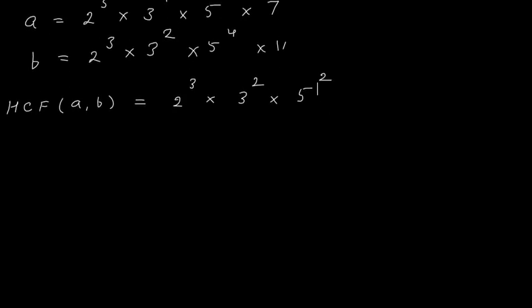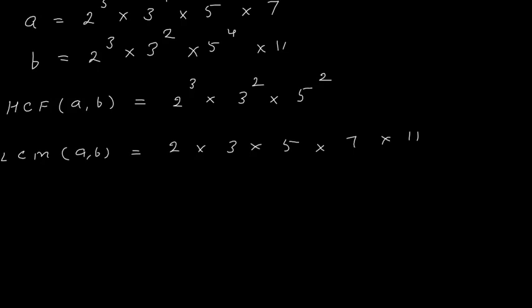Now LCM. For the LCM of A and B, we will write all the factors. So what are there? 2, 3, 5, 7 and 11. Now we will write the highest power.